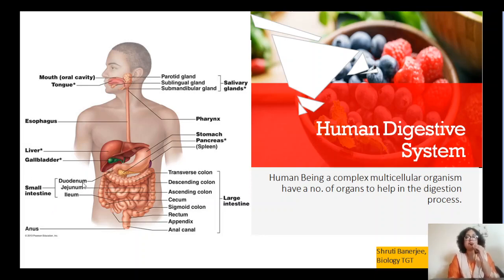Why is the duodenum important? Because it is the region where the juices coming from the liver, assisted by the gallbladder and pancreas, release their important enzymes and juices. So let's get into the liver, gallbladder and pancreas section. Okay.